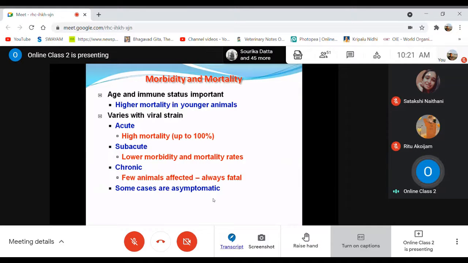Then, when we are talking about chronic persistent infection, here few animals are affected, mostly pregnant sows, adults, but almost fatal. Whenever they are affected, it is highly fatal. And moreover, the problem is that so far as the pregnant sows are concerned, there is a great economic loss due to reproductive failures like abortion and stillbirth. That is very important. Okay, while some cases may remain asymptomatic without showing the typical classical signs and symptoms of this disease.